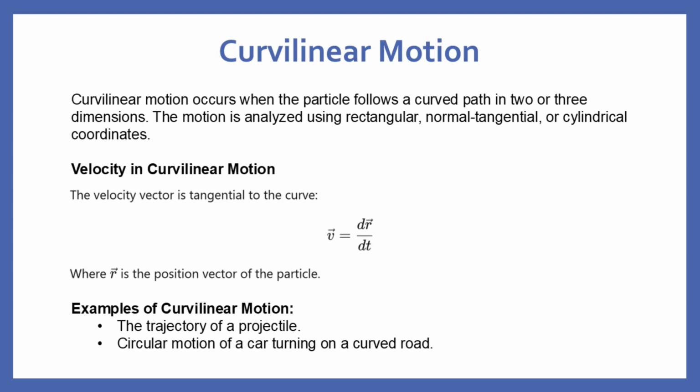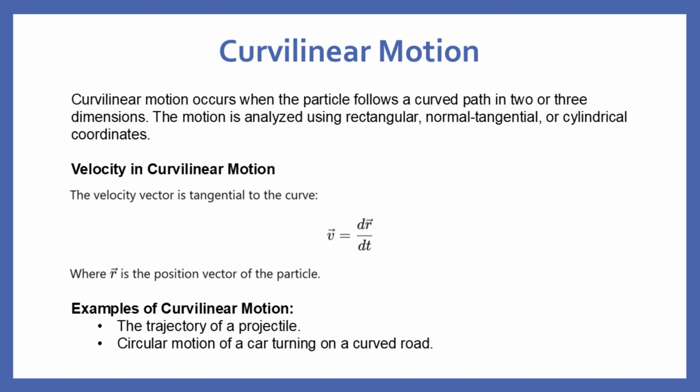Curvilinear motion involves particles traveling along curved paths in 2- or 3-dimensional spaces, requiring sophisticated mathematical analysis. Examples include a car turning on a winding mountain road, a planet orbiting the sun, or a gymnast performing an aerial maneuver. Engineers use coordinate systems like rectangular, normal tangential, or cylindrical to describe and predict these motions.